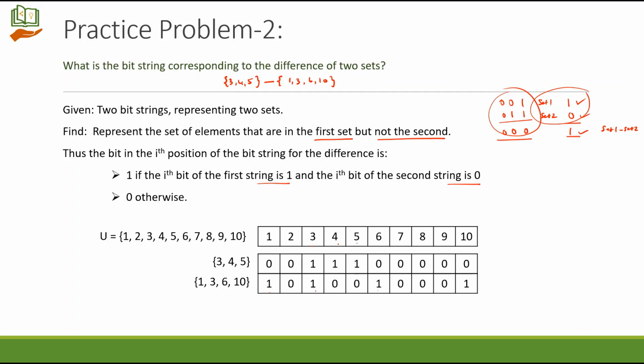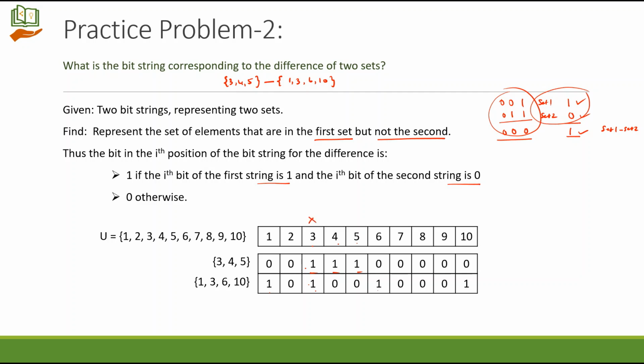Now let's go for the difference operation. Wherever you have 1 in the first set, only these 3 places, check the corresponding bits below. You have 1 in both the places. Difference should have 1 in the first string and 0 in the second string. So this condition is not occurring here. So 3 will not be included in the result.